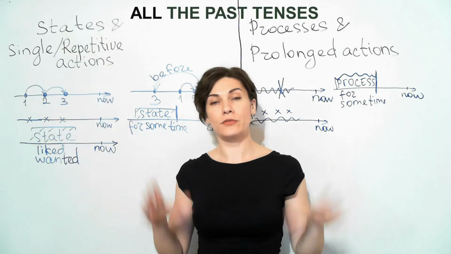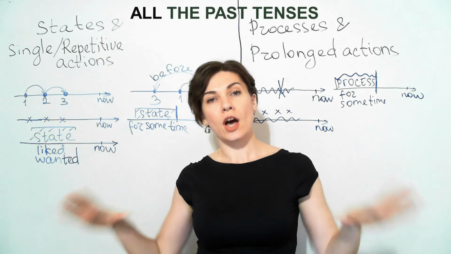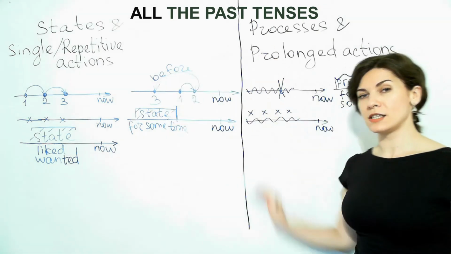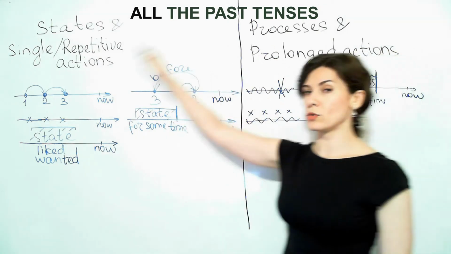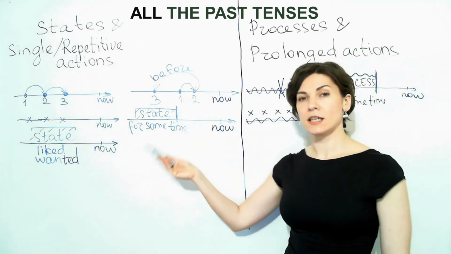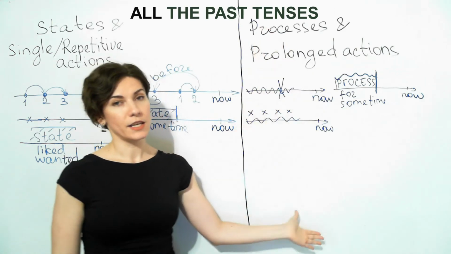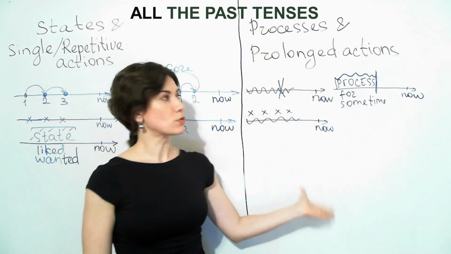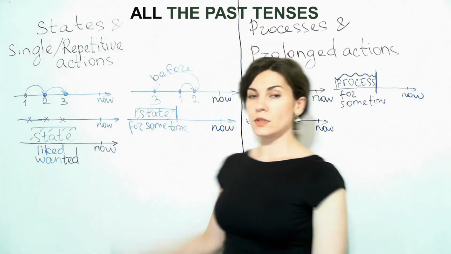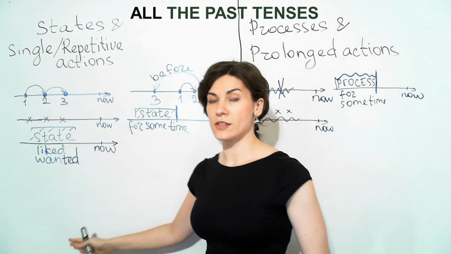And before we start filling in the gaps, let's do a quick revision of all the narrative tenses we know. As you see, there is a dividing line. In this part of the board, I've put all the tense forms which describe states, single and repetitive actions. In this part of the board, you can see the narrative tenses which describe processes and prolonged actions. Now your task is to look at these timelines and to recognize these tense forms.